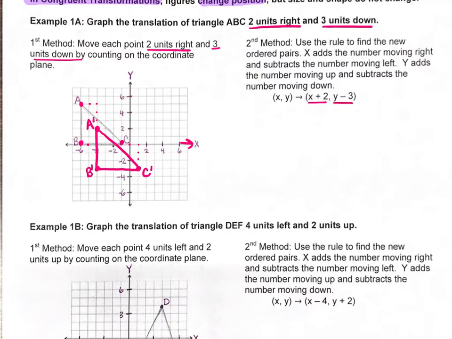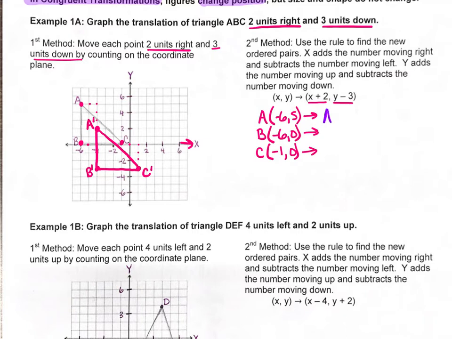So I'm going to write these ordered pairs. I have A, which started at -6, 5. Point B started at -6, 0. And point C started at -1, 0. And then I'm going to do this transformation for each of these to get A prime, B prime, and C prime.